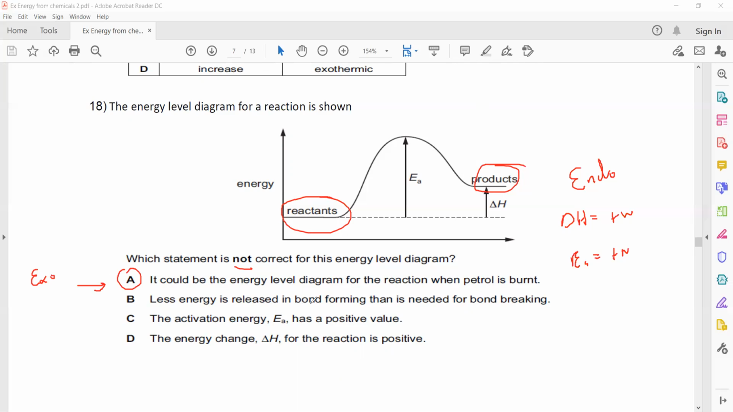Less energy is released when bonds form. That's true because it's an endothermic reaction. Activation energy is always positive. Energy change is also positive because it's an endothermic reaction. The only thing is, burning of petrol is exothermic and this energy diagram is for endothermic, so statement A is not correct.